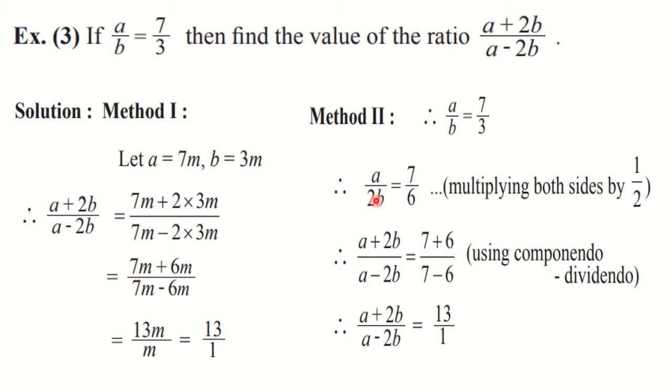That means in the denominator 2 is present, which is not present in the original ratio. So here also you have to multiply by 2. So the new ratio will be 7 upon 6: a upon 2b is equal to 7 upon 6. We have multiplied both the sides by 1 upon 2.